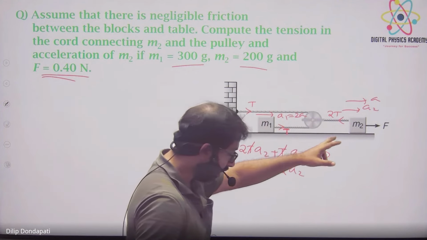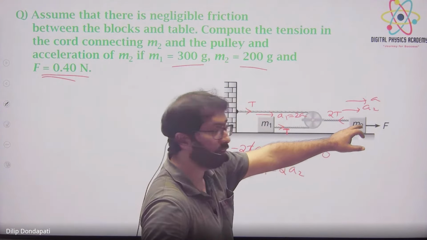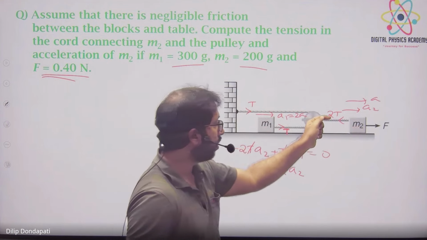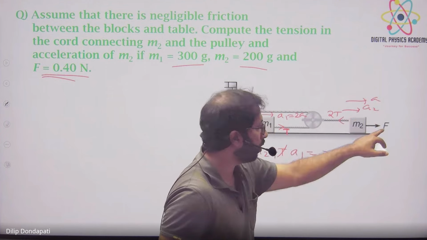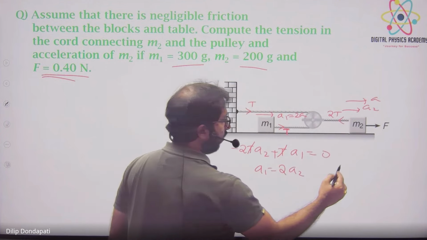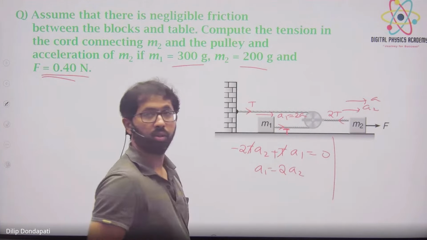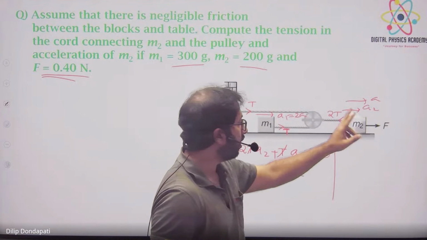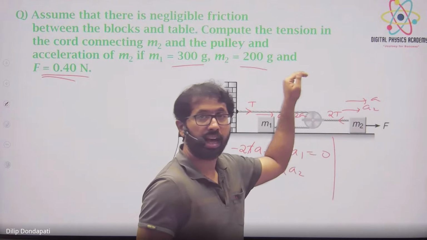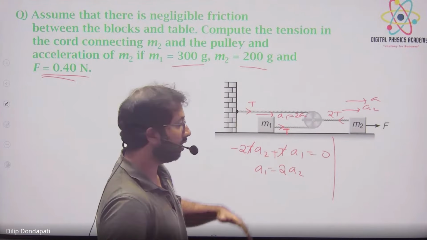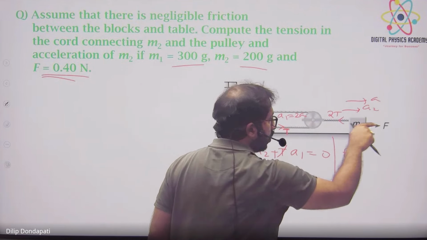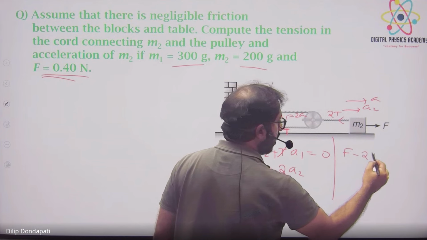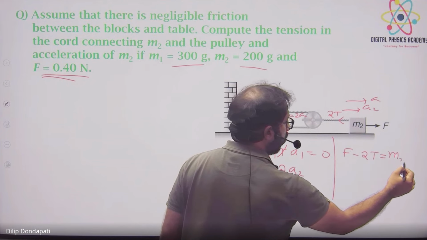So net force इधर इधर बोलो, इसका कितना आएगा? टेल में ज्योतिष बोलो एक बार. What is the net force equal to ma? Acceleration direction में you take as positive. So what is the equation? Tell me. बोलो ज्योतिष. F minus 2T, 2T minus F. Acceleration direction is like this. So what is the answer? Acceleration direction में we should take as positive. So F minus 2T is equal to m2a.